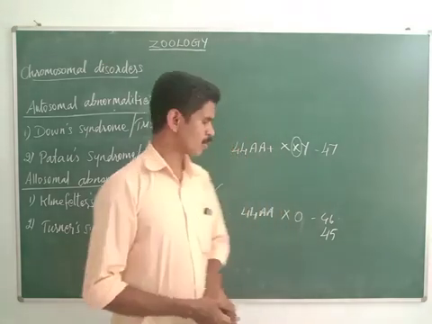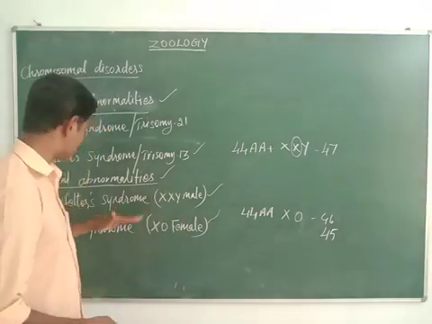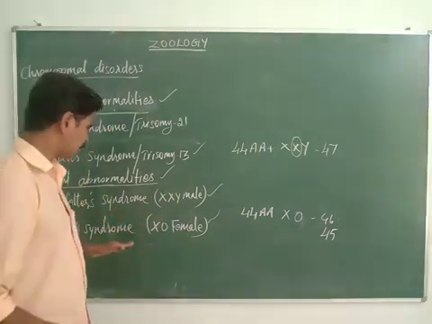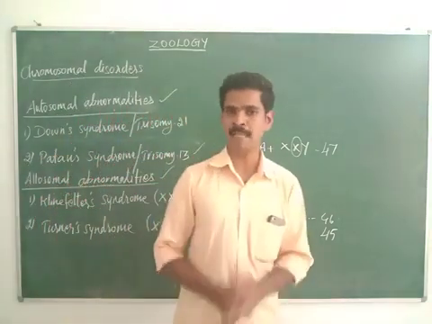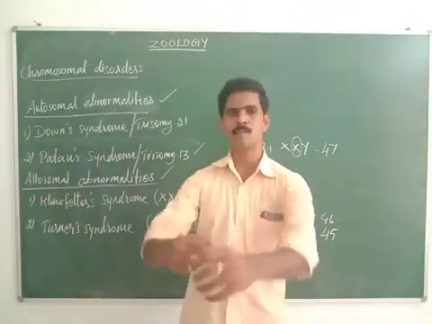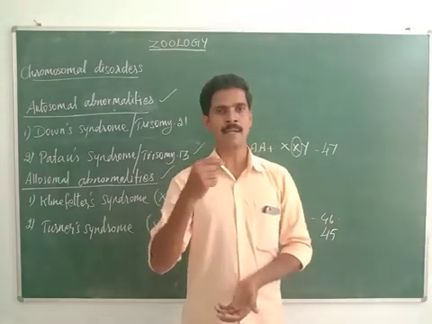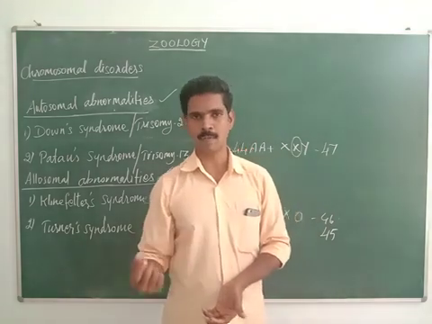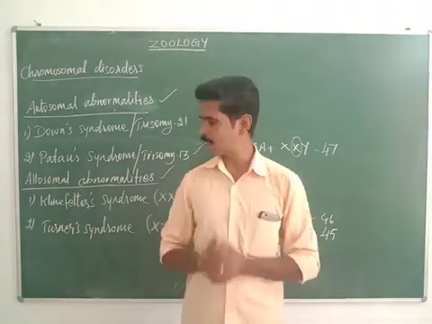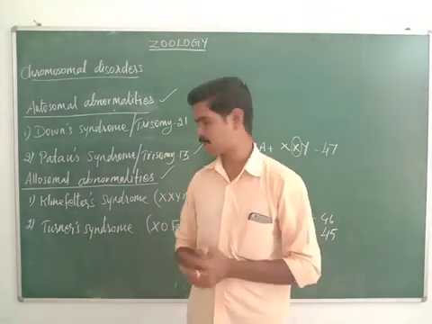Understand, dear students? I hope you all understood the difference between these two syndromes, Klinefelter syndrome and Turner syndrome. Then the characters of Turner syndrome. The first main character is that they are sterile females, meaning they cannot produce the female gamete or they cannot produce young ones. So sterile female is the major character of Turner syndrome.